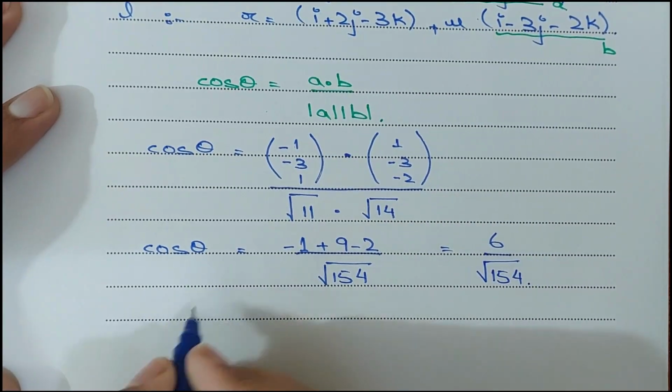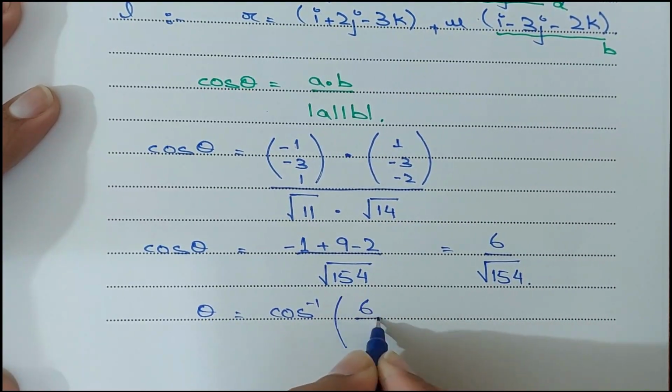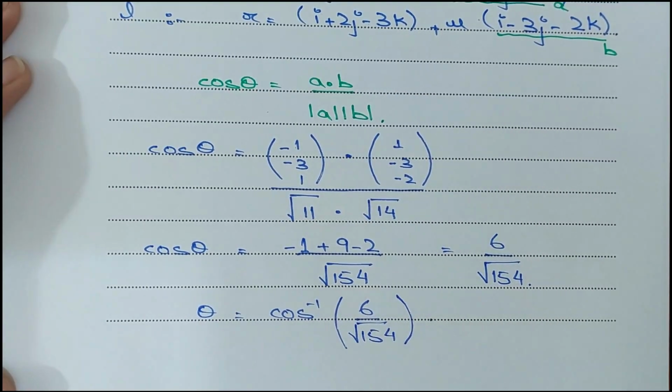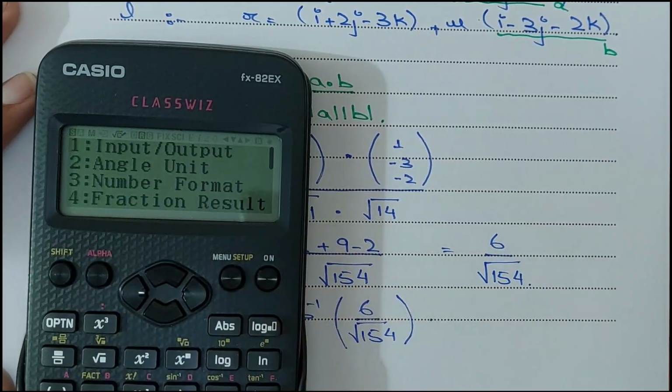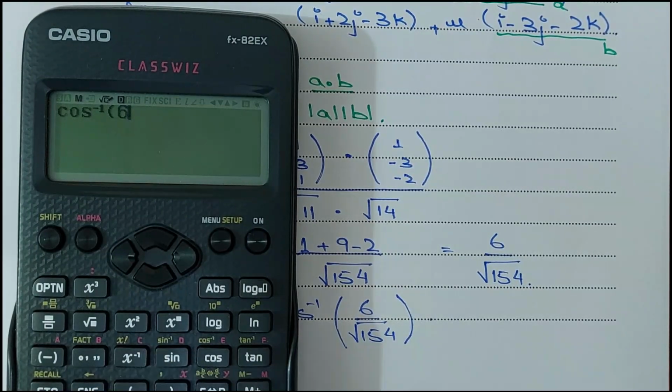Now let me solve for theta. Cos inverse of 6 over square root of 154. The angle must be acute and should be in degrees. My calculator is in radians, so let me convert it into degrees first. And then doing cos inverse of 6 divided by square root of 154.